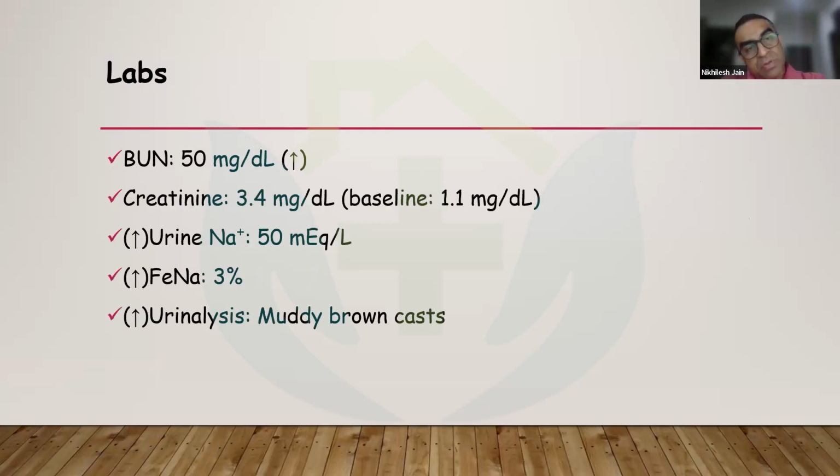So when we go through the labs for this particular patient, BUN of 50 milligram per deciliter, creatinine of 3.4, baseline was 1.1 milligram per deciliter. Urine sodium was increased to the tune of 50 milliequivalent per liter. FeNa, or the fractional excretion of sodium, was increased to the tune of 3%. Urine analysis showed muddy brown casts. So quite clear, it is most likely a septic ATN or probably acute tubular necrosis secondary to sepsis. So this is basically the intrinsic AKI or the renal type of AKI.